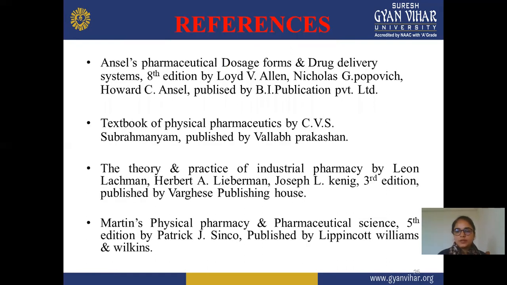After this learning outcome, the reference part. First is Ansel's Pharmaceutical Dosage Forms and Drug Delivery Systems, 8th edition, by Loyd V. Allen, Nicholas G. Popovich, Howard C. Ansel, published by Wolters Kluwer. Next is Textbook of Physical Pharmaceutics by C.V.S. Subramanyam, published by Vallabh Prakashan. Next is The Theory and Practice of Industrial Pharmacy by Leon Lachman, Herbert A. Lieberman, and Joseph L. Kanig, 3rd edition, published by Lea & Febiger. Next is Martin's Physical Pharmacy and Pharmaceutical Sciences, 5th edition, by Patrick J. Sinko, published by Lippincott Williams & Wilkins. So these references are all good. You can use any one or maybe all of them.